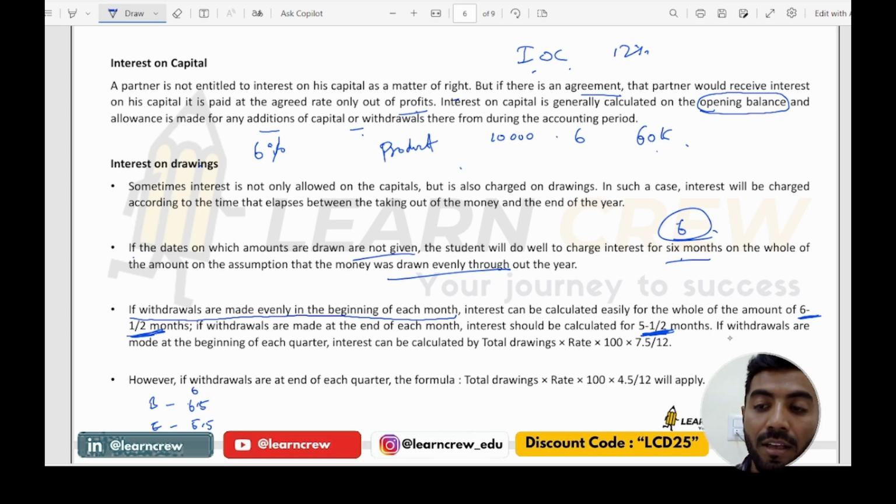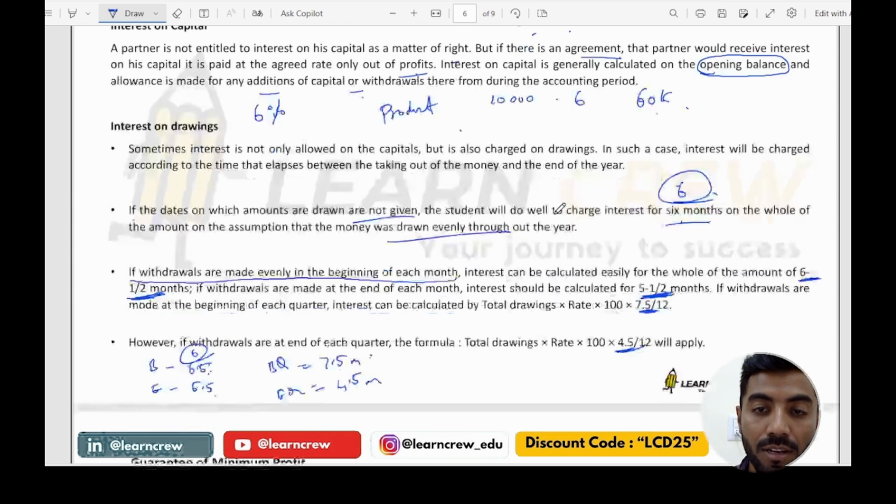Then, if withdrawals are made at the beginning of each quarter, interest will be charged for 7.5 months. At the end of the quarter, it will be 4.5 months. This you need to remember. Whatever is given in the question, accordingly you have to take. If nothing is mentioned, charge only for 6 months. If it is the beginning of every month, take 6.5 months; end of every month, 5.5 months; beginning of every quarter, 7.5 months; end of every quarter, 4.5 months.